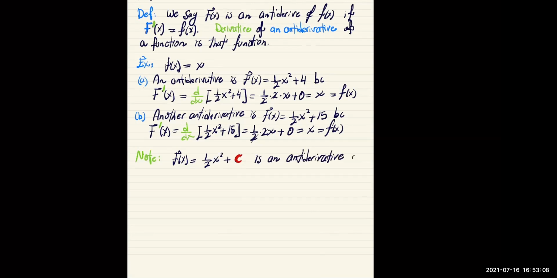It's an antiderivative of f of x equal to x. Okay, because the derivative of that gives you always that, since the derivative of c is just 0.